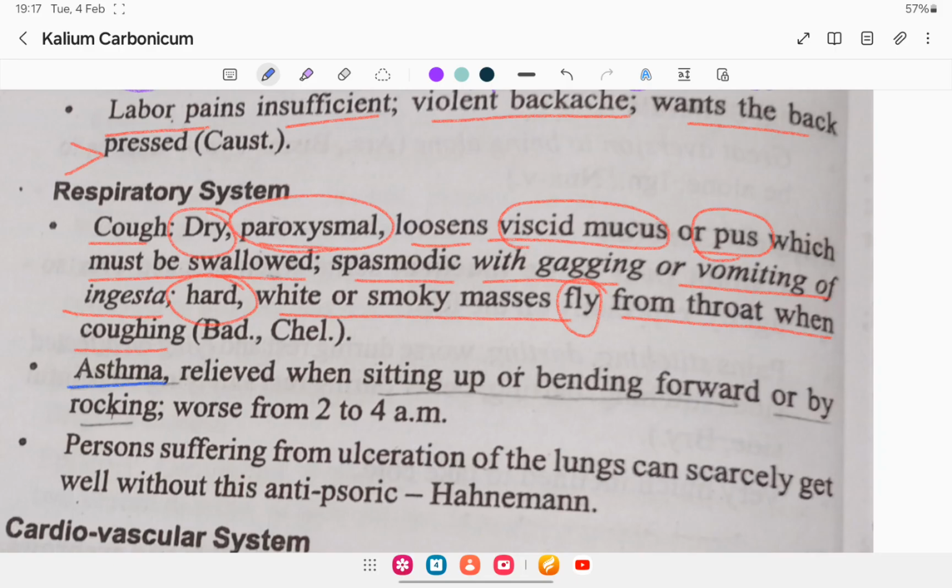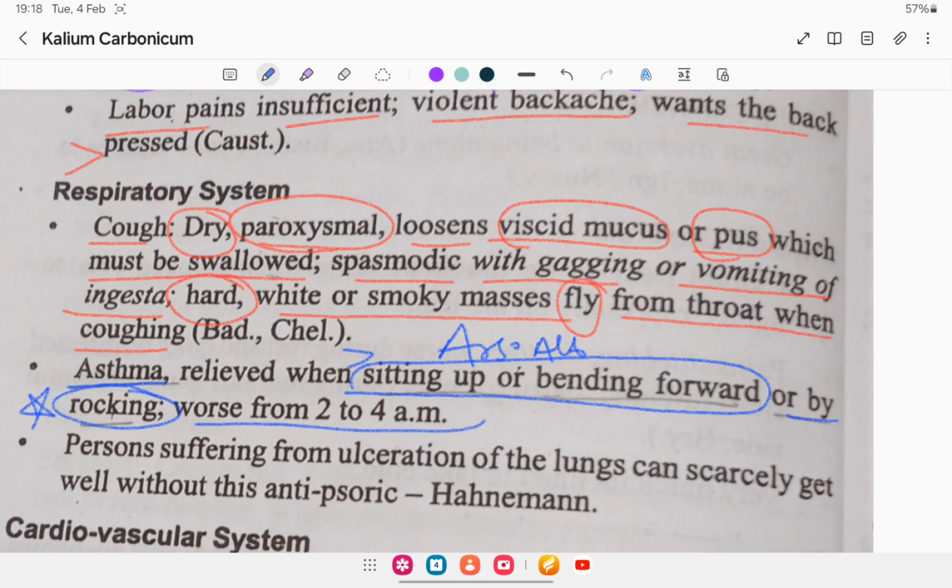Relieved when sitting up. Amelioration when sitting up or bending forward, also in Arsenicum album. Asthma relieved when sitting up or bending forward or by rocking. Hours from 2 to 4 am, this one is aggravation time. So asthma modality: aggravation 2 to 4 am, amelioration sitting up or bending forward or by rocking.